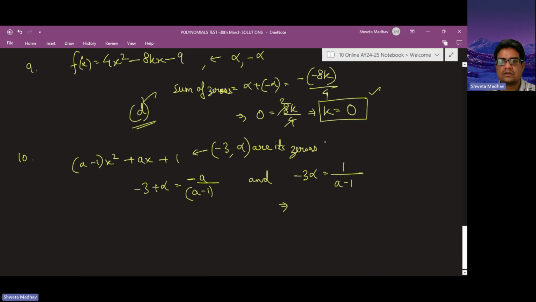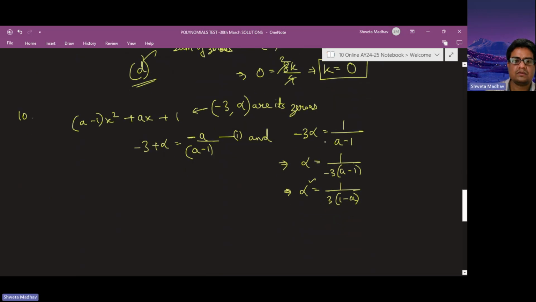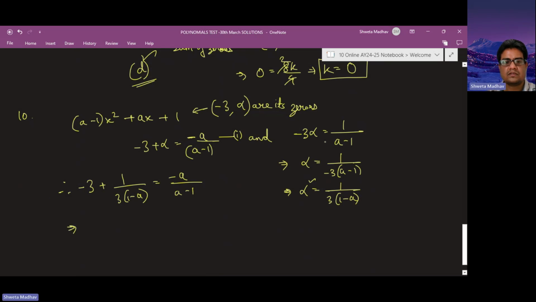So from here we can say alpha is equal to 1 by minus 3 into (a minus 1), or alpha is equal to 1 by 3 into (1 minus a). This value of alpha we can put in equation 1 here, then we will get the value of a. So minus 3 plus 1 by 3 into (1 minus a) is equal to minus a by a minus 1. Now we can say it is 1 by 3 into (1 minus a) plus a by a minus 1 is equal to 3.